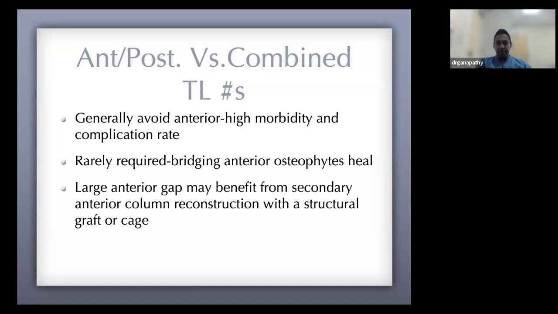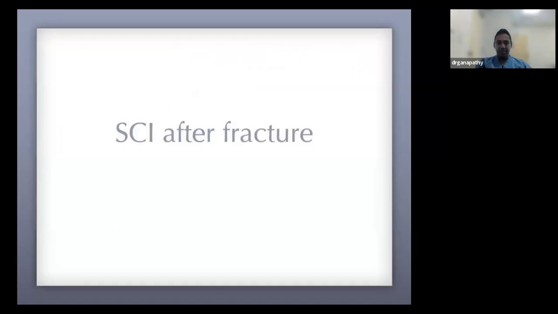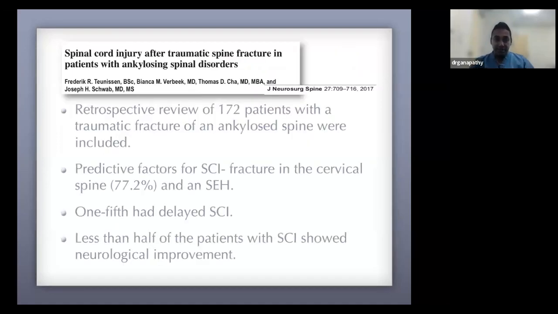But always keep in mind, open techniques have a high risk of complications. The spinal cord injury after fractures. This is a retrospective review looking at 172 patients. As predictors for spinal cord injury after fractures, injuries in the cervical spine had a higher incidence, again, in keeping with previous studies, but a fifth had delayed spinal cord injuries.